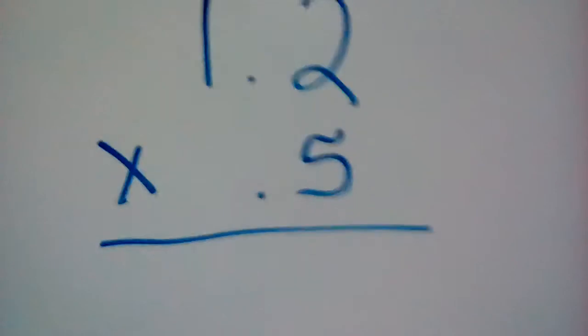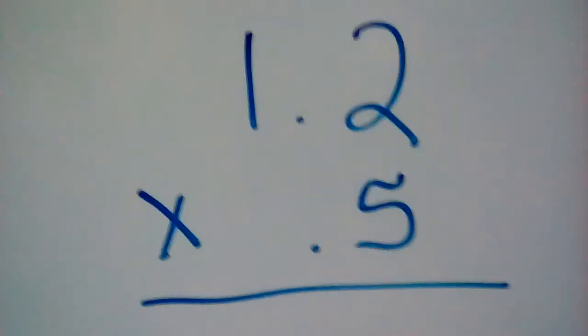Let's try that though. Let's say that I have 1.2 and I want to multiply that by 0.5. Now, how many place values after the decimal do I have here? Oh, I have 2 here, right? I have a decimal here and I have 1 place value. I have a decimal here and I have 1 place value.